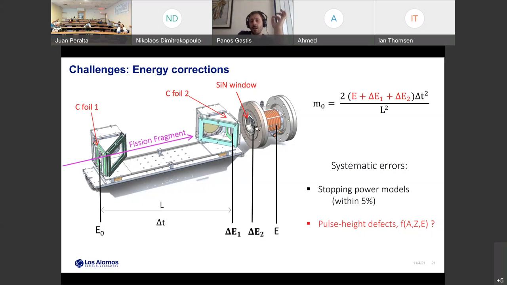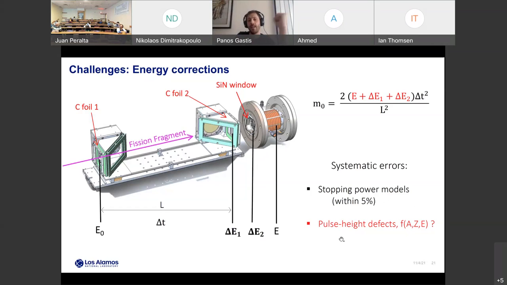Even if these energy losses are relatively small, they are extremely important because they insert systematic uncertainties when we go to calculate the mass. Now, in principle, one relies on stopping power models for doing these corrections. But the problem is that we know that stopping power models, theoretical models, for heavy ions especially, are in the best case scenario within 5%. In our case, this 5% is huge because we want to do these high precision measurements. And therefore, this is an issue that is not so easy to overcome using, I don't know, corrections, let's say, on the models.